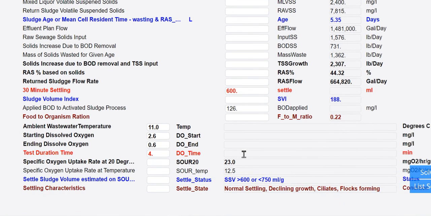The other section is the specific oxygen uptake. Here you enter the temperature, you enter the starting DO in your BOD bottle, you measure it. In this case we measured for 4 minutes and it dropped down to 0.6, and then the program compares the standard oxygen uptake rate at 20 degrees, which would be 23, and of course at 11 degrees it's 12.5.